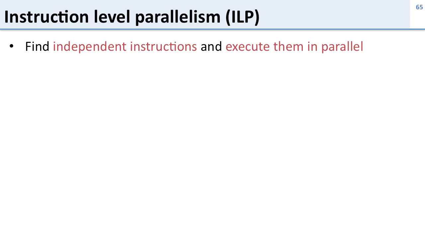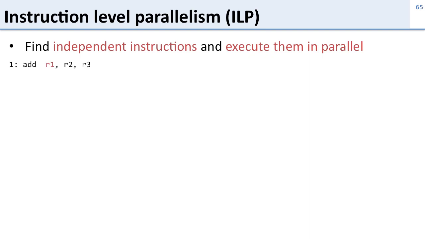So the idea of instruction level parallelism is to find independent instructions and execute them in parallel. We already did some of this with the pipeline, where we execute instructions after each other in parallel, but here we're not going to do them after each other. Here we're going to do them at the same time.